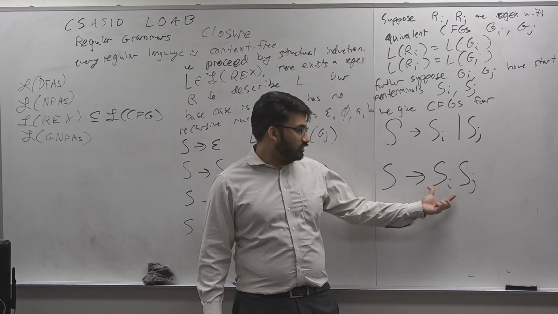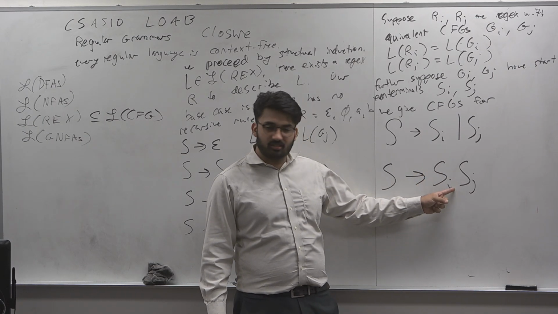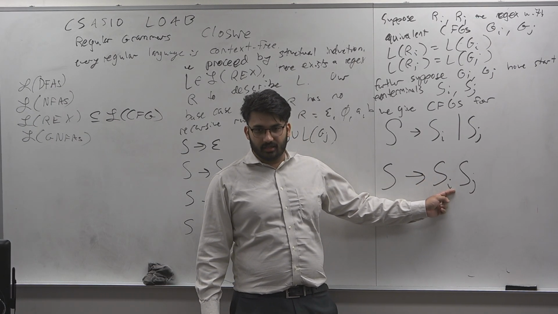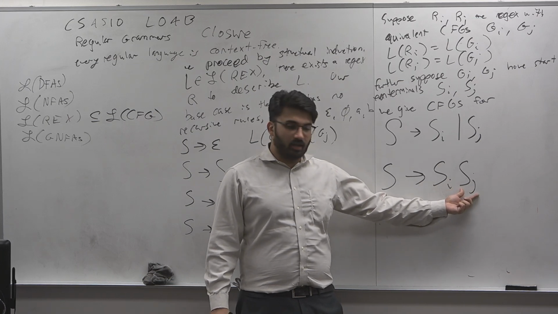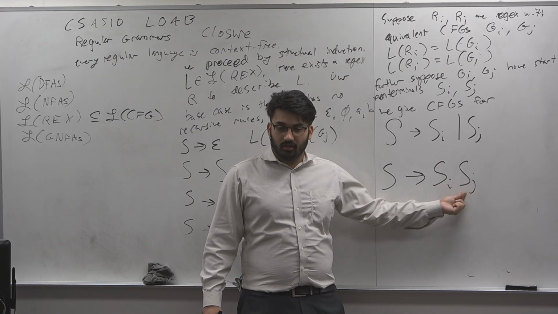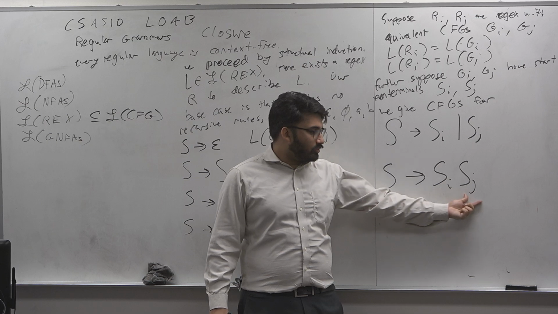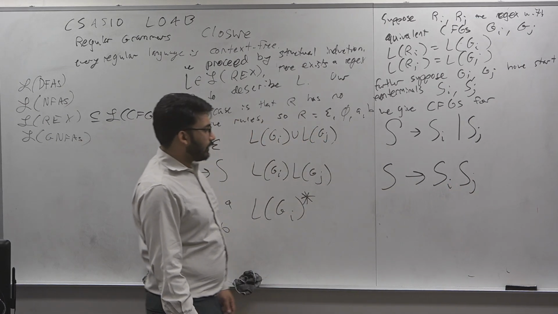Following a production, this is going to bottom out. This is going to non-deterministically be some word in L of GI. This is also going to be non-deterministically some word in L of GJ. So they're going to be concatenated: something in the before, something in the after. Done. Okay. Now what about star?